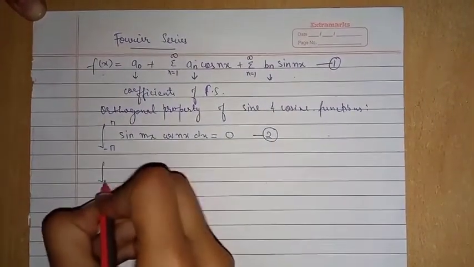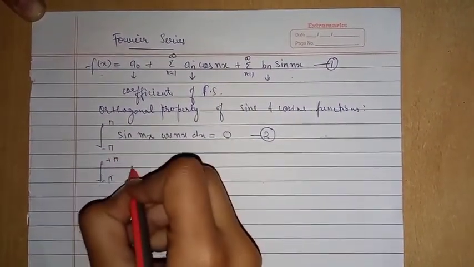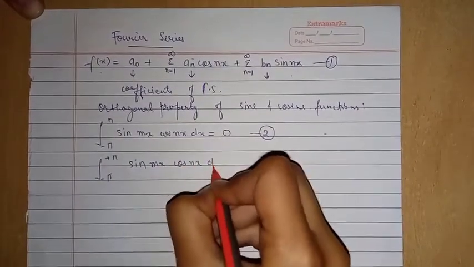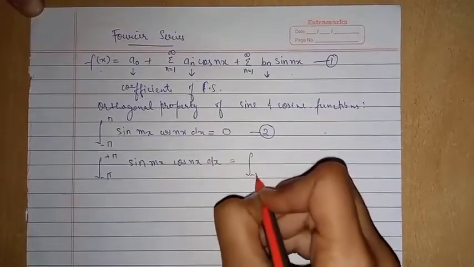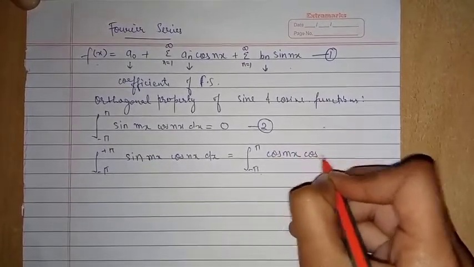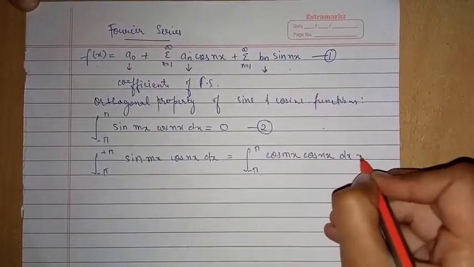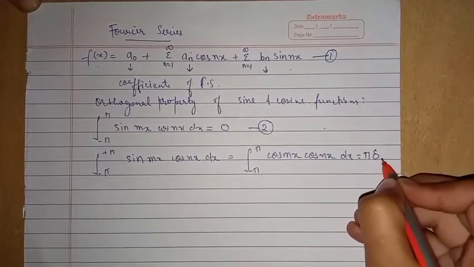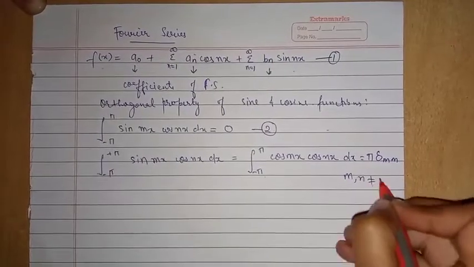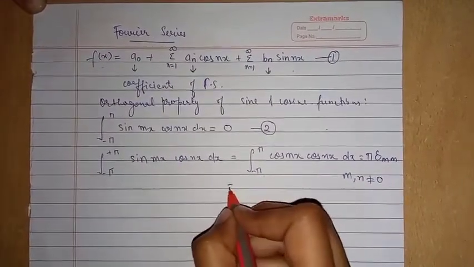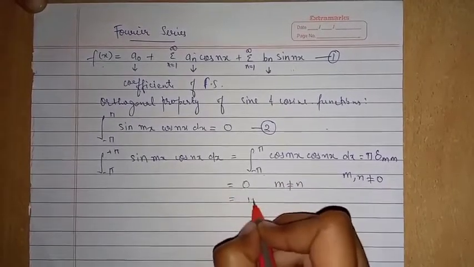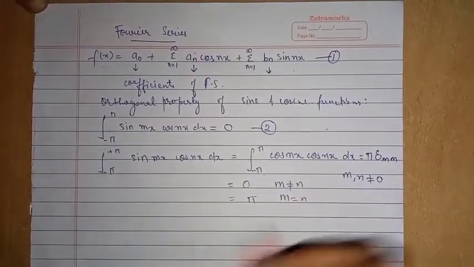Now the integral from minus pi to plus pi of cos mx cos nx dx is equal to pi delta mn, where m and n are not equal to 0, and this value will be equal to 0 when m is not equal to n, and will be equal to pi when m is equal to n.